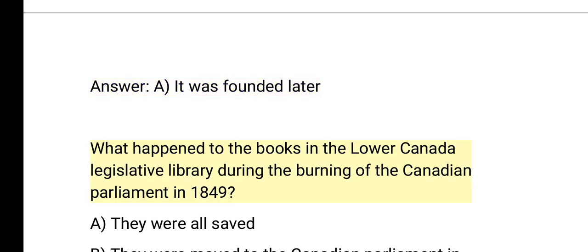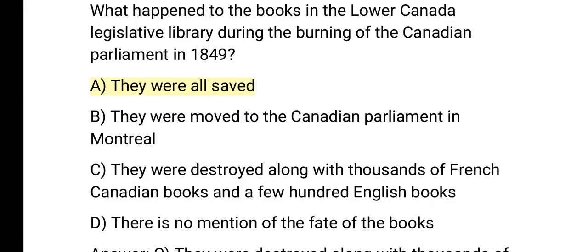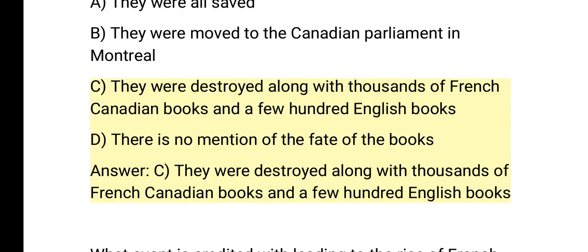What happened to the books in the Lower Canada Legislative Library during the burning of the Canadian Parliament in 1849? A. They were all saved. B. They were moved to the Canadian Parliament in Montreal. C. They were destroyed along with thousands of French-Canadian books and a few hundred English books. D. There is no mention of the fate of the books. Answer. C. They were destroyed along with thousands of French-Canadian books and a few hundred English books.